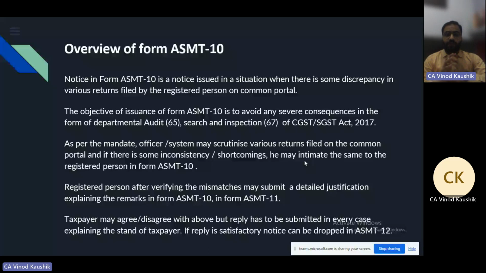So this can be the reply to ASMT 10, that the discrepancies mentioned by the department in ASMT 10 were very well rectified in the subsequent return, and accordingly this ASMT 10 needs to be dropped, and this needs to be dropped in Form ASMT 12.